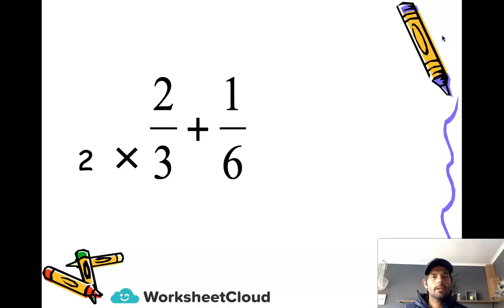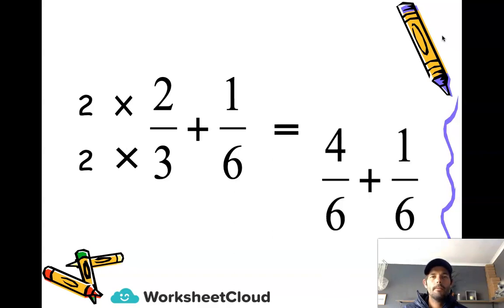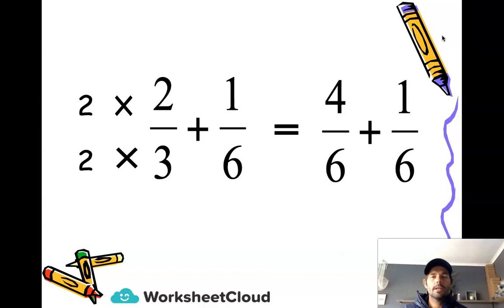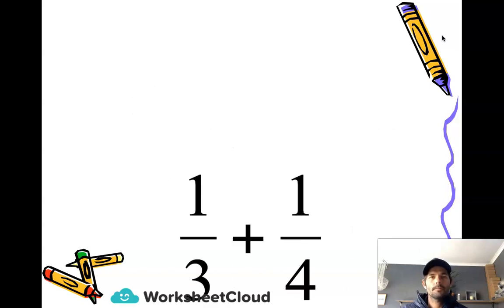So for me to do that, I need to multiply the 3 by 2. And remember, we said whatever we do to the denominator, we'll do to the numerator. Okay, that will then give me 4 over 6 plus 1 over 6. So now my denominators are the same. I can add the numerators together to give me 5 over 6. Okay, and that is adding fractions with different denominators.